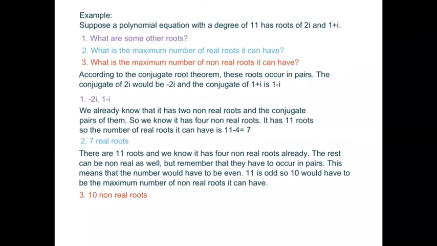We already know that it has 2 non-real roots and the conjugate pairs of them, so we know that it has 4 non-real roots. It has 11 roots, so the number of real roots it can have is 11 minus 4, which is 7. So it can have 7 real roots at maximum. There are 11 roots, and we know it has 4 non-real roots already. The rest can be non-real as well, but remember that they have to occur in pairs, so it'll have to be an even number. 11 is odd, so 10 would have to be the maximum number of non-real roots it can have.